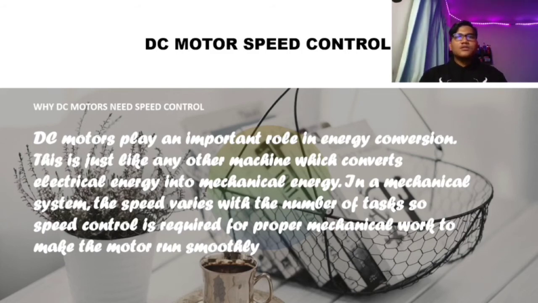Why DC motors need speed control? DC motors play an important role in energy conversion. This is just like any other machine which converts electrical energy into mechanical energy. In a mechanical system, the speed varies with the number of tasks, so speed control is required for proper mechanical work to make the motor run smoothly.